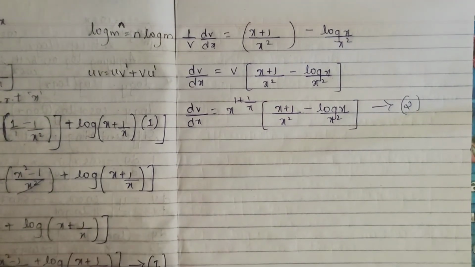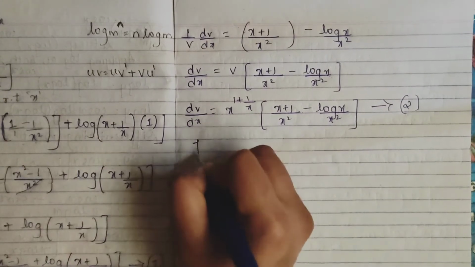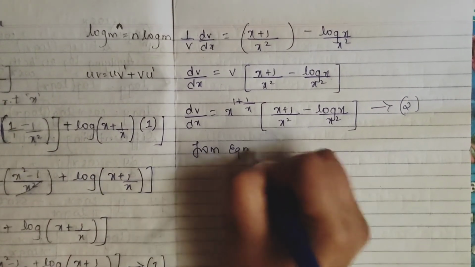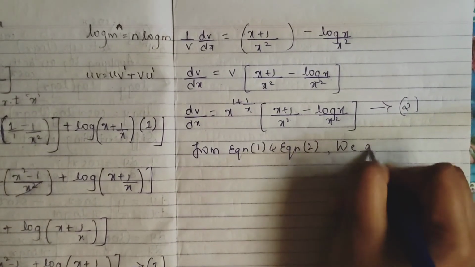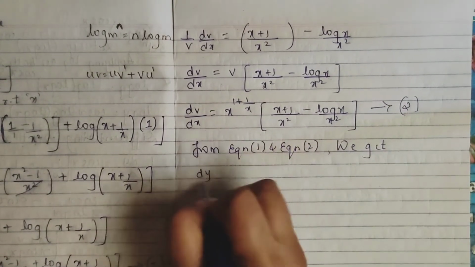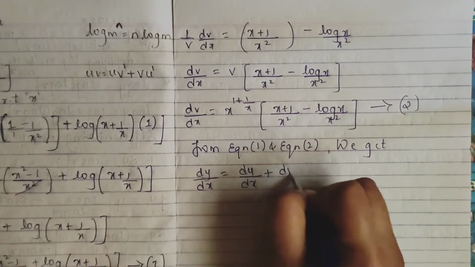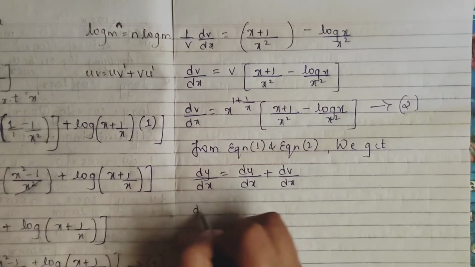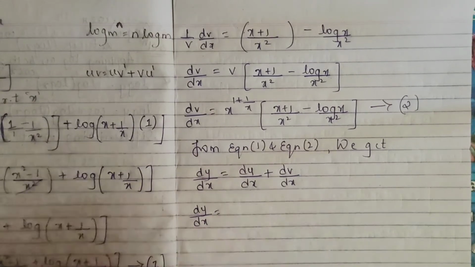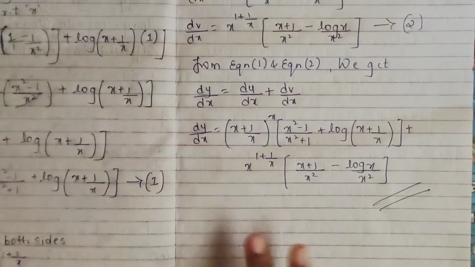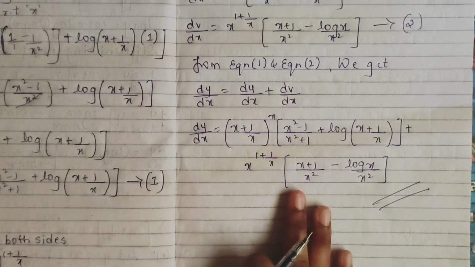Now from your equation 1 and equation 2, we will substitute in your Roman equation 1. Because we want the value of dy by dx, right, and it is du by dx plus dv by dx. Keep your dy by dx as it is, substitute your du by dx value, substitute your dv by dx value. That's your final answer. So at last I have substituted my du by dx and dv by dx. This is your final answer.